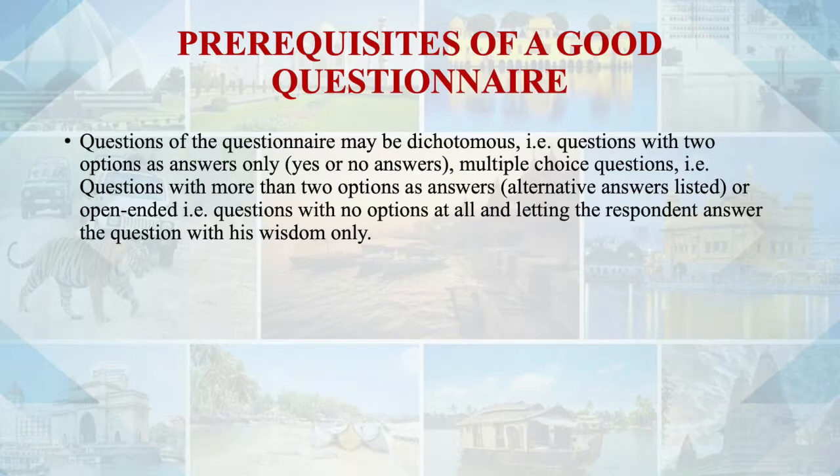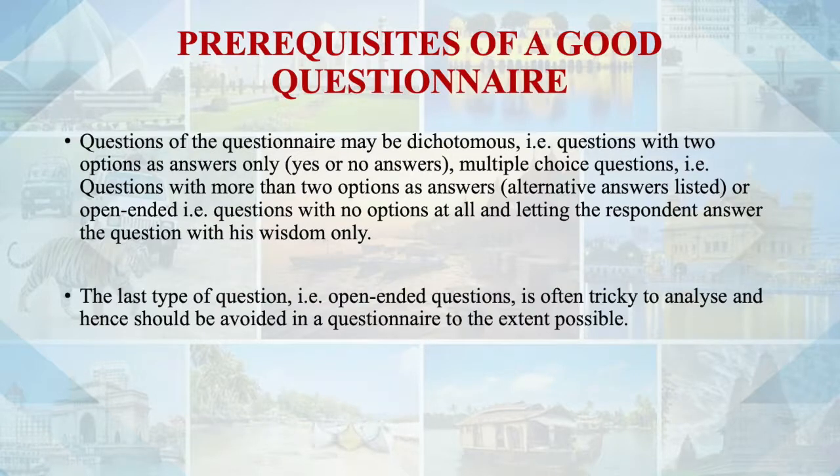Questions of the questionnaire may be dichotomous, which is the question with two options as answers only, yes or no. These questions may be multiple choice questions, the questions with more than two options as answers, alternative answers listed, or open-ended questions with no options at all, letting the respondent answer the question with his own wisdom only. The last type of question, open-ended question, is often tricky to analyze and generally should be avoided in a questionnaire to the extent possible.